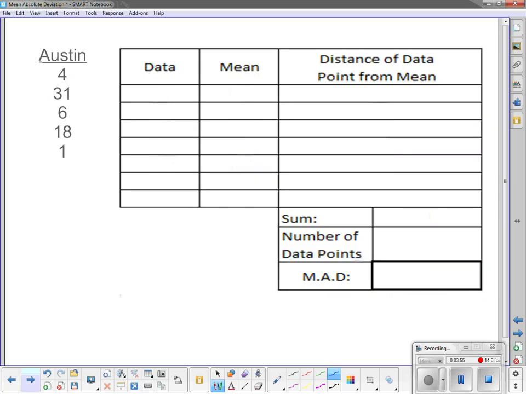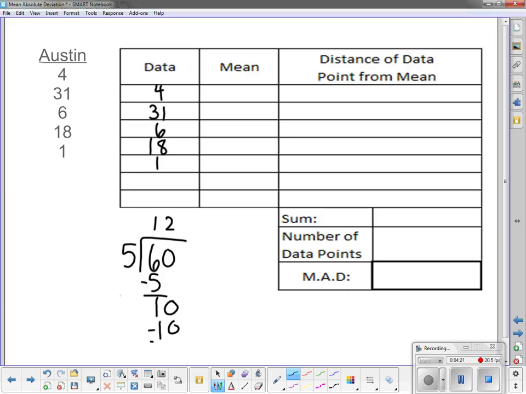Let's move on to Austin. For Austin, we're going to place his data into this table as well. Austin scored a total of 60 points over those 5 games, which gives him an average, or a mean, of 12 points per game. So he averaged 12 points for every game, just like Michael did. And now I need to find the distance from each game away from the mean.